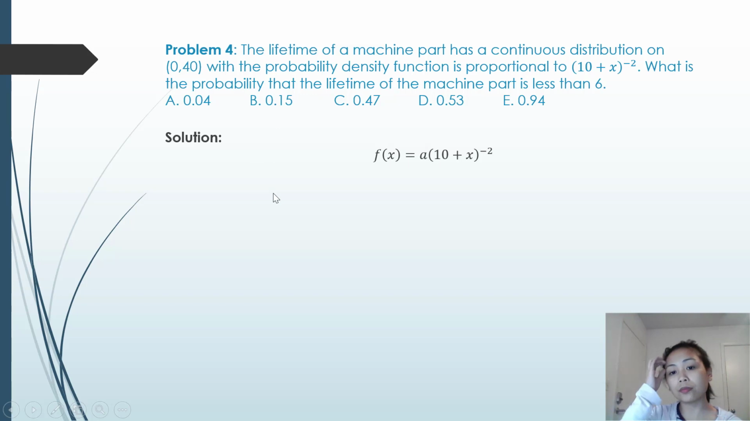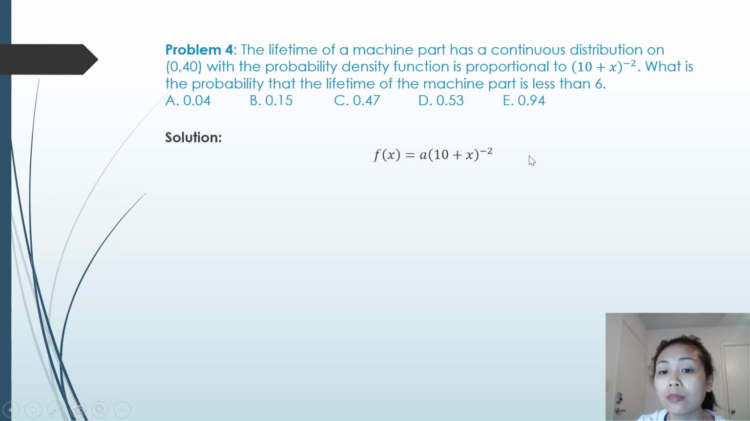So, solution. However, one thing you need to pay attention to here is that the function is not given. So we are going to find the formula of the function first. The question only gives you one piece of information: the probability density function is proportional to 10 plus x to the negative 2. So this is not the density function itself. So the general formula for the PDF is A times 10 plus x to the negative 2, because it's proportional to 10 plus x to the negative 2.